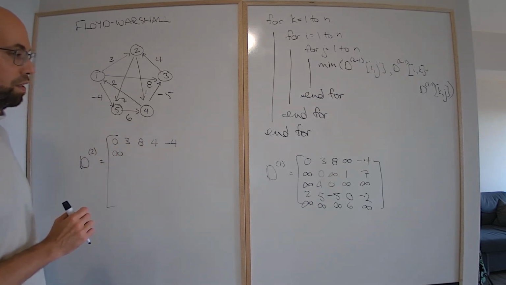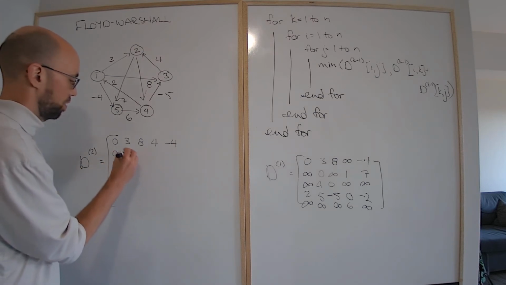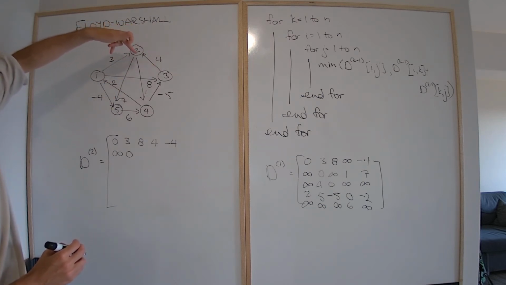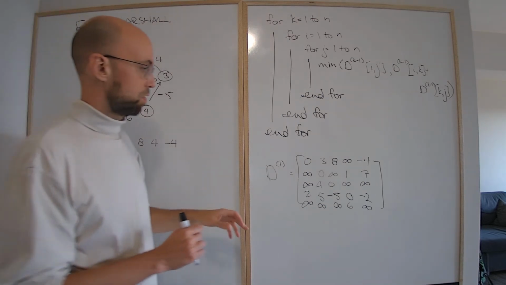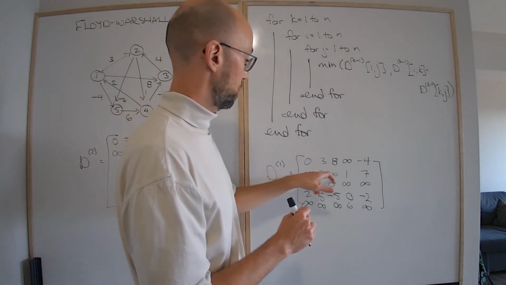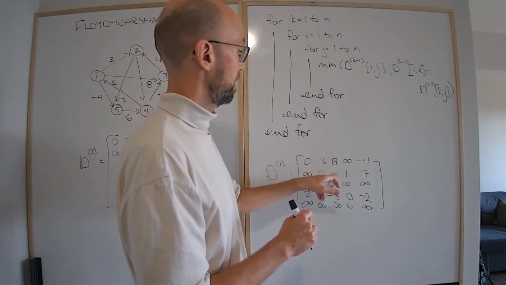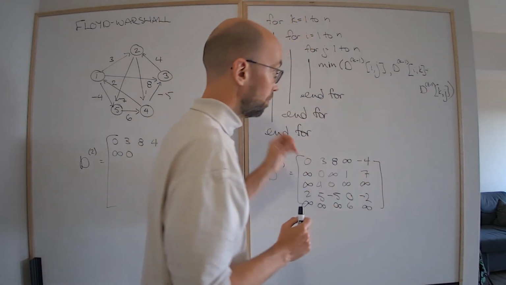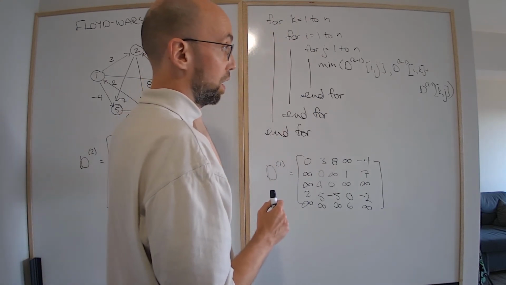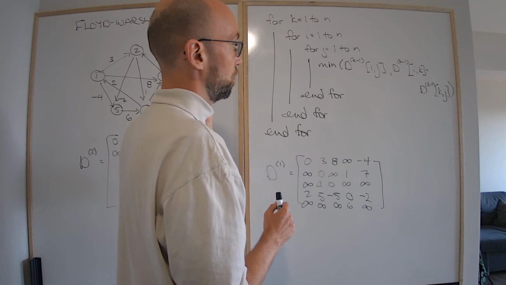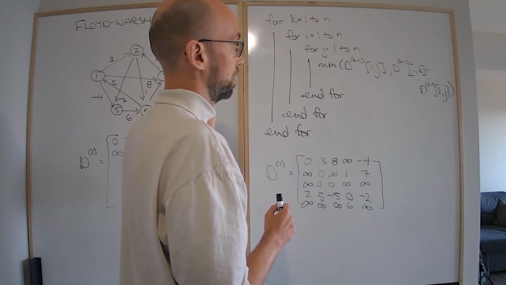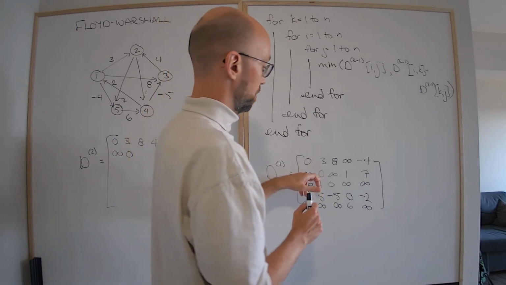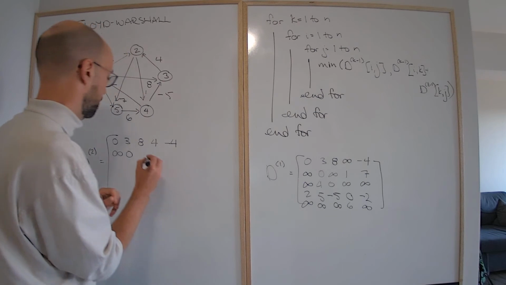Going from 2 to 1 doesn't allow it. Okay, this is still going to be 0. Cost of going from 2 to 3, where you're allowed to use 1 as an intermediate vertex. So that's going to be min of going from 2 to 3 in this matrix, and then going from 2 to 2 in this matrix, and then going from 2 to 3, which is still infinite.